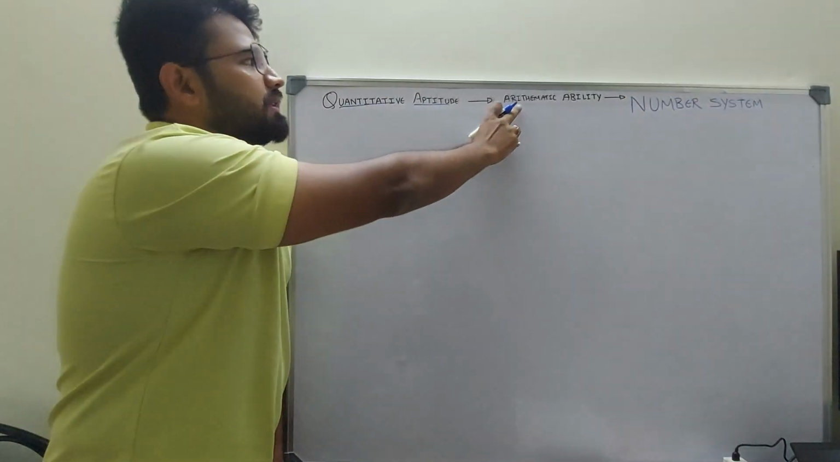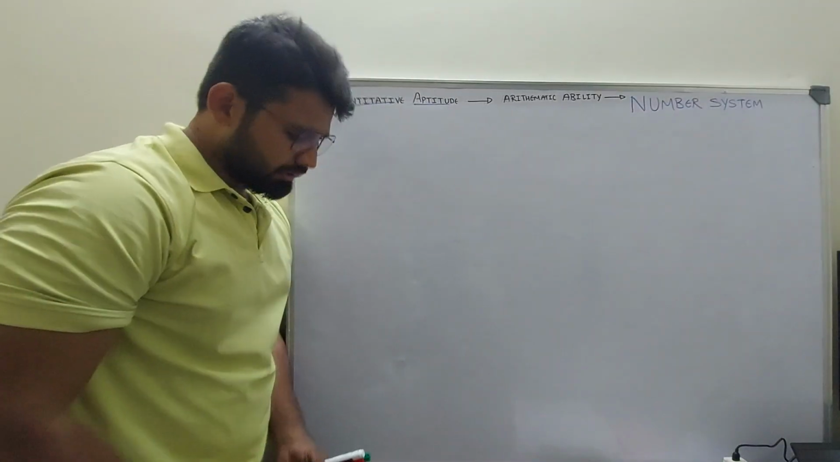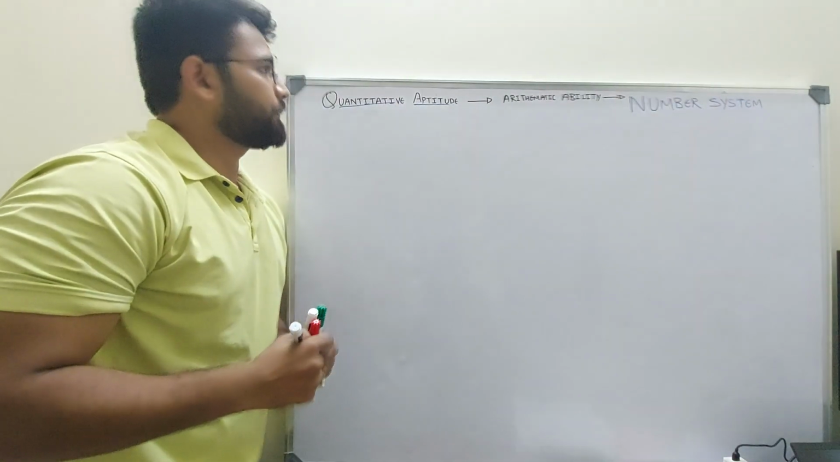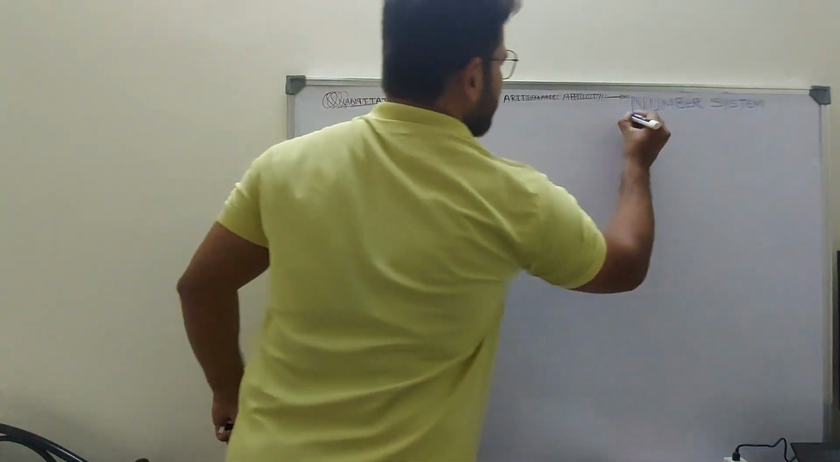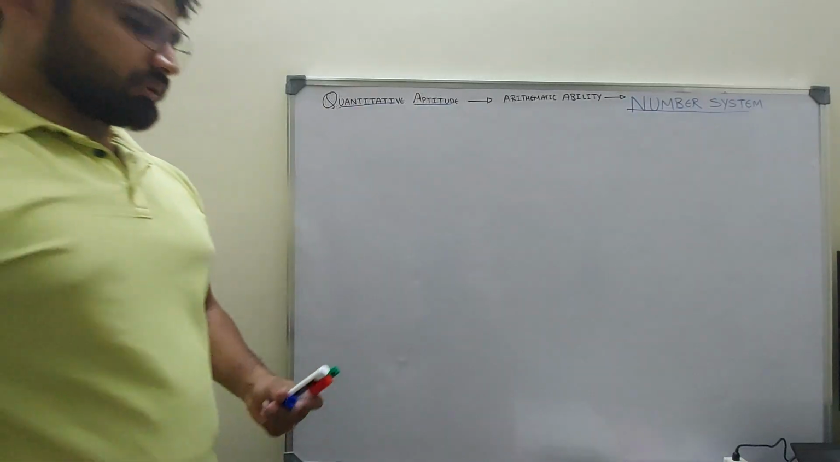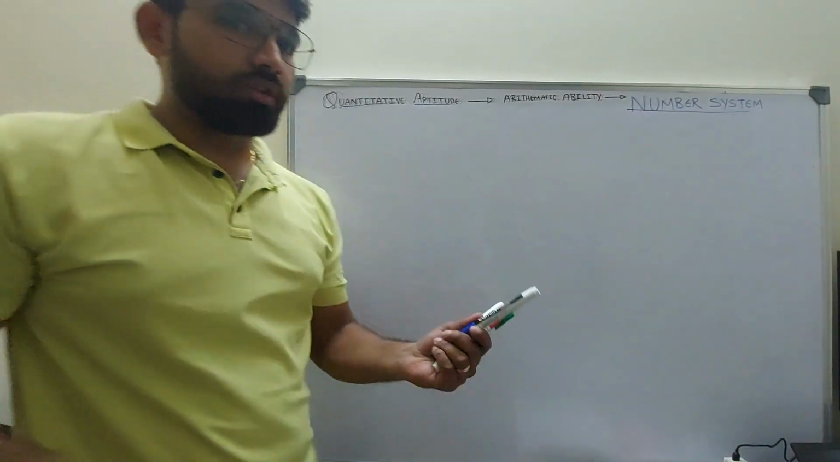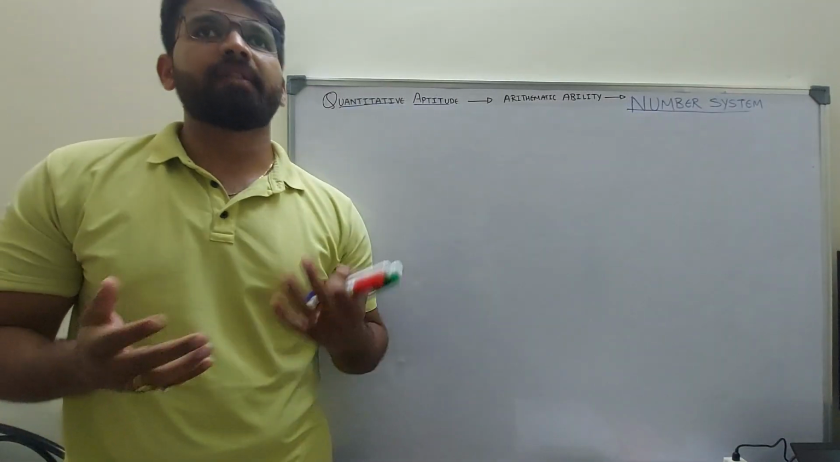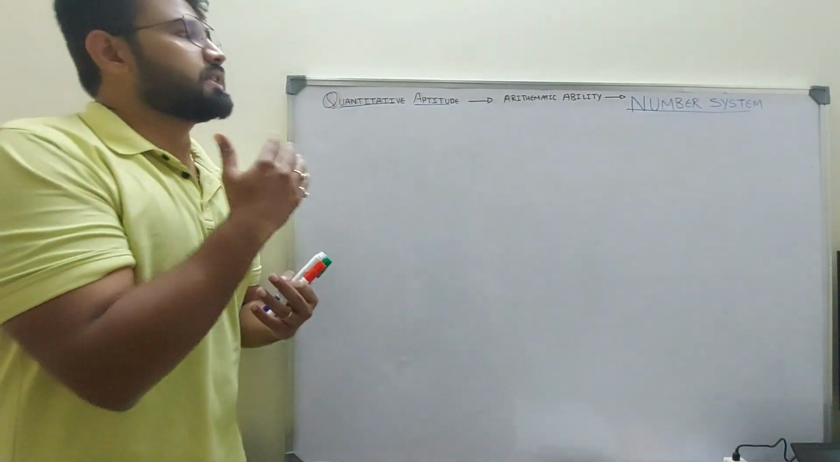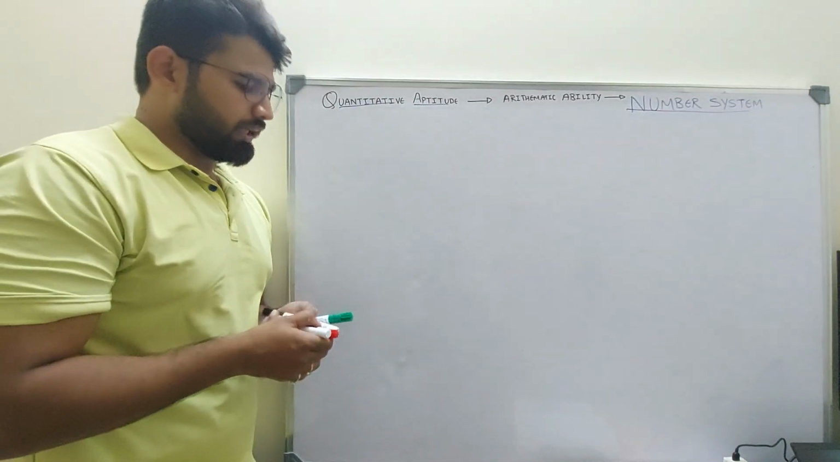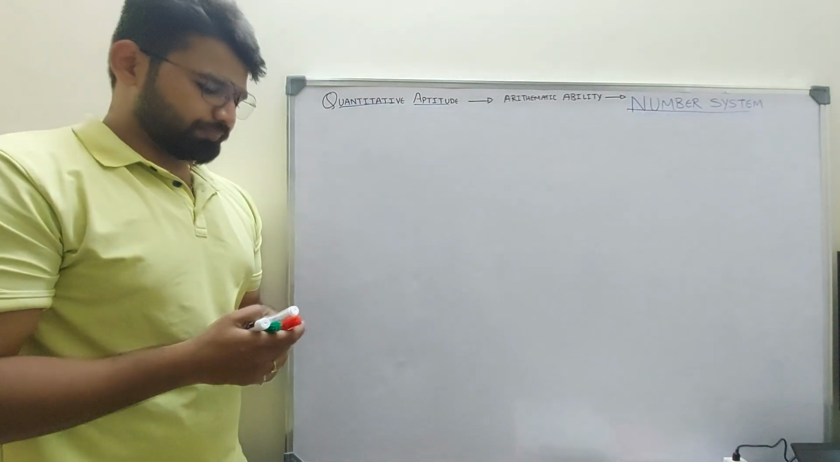Now we are first going to study number system. That is the first topic which comes under arithmetic ability. So number system is going to be our today's topic. First of all, let's study the fundamental concepts of number system. Then we'll have one lecture consisting of all the problems which will be asked from the topic number system. So first of all, what are numbers?